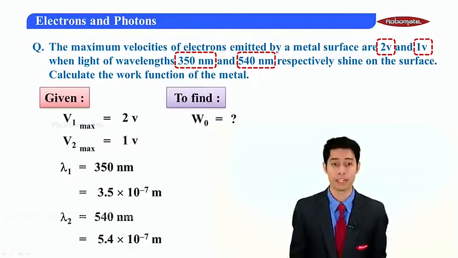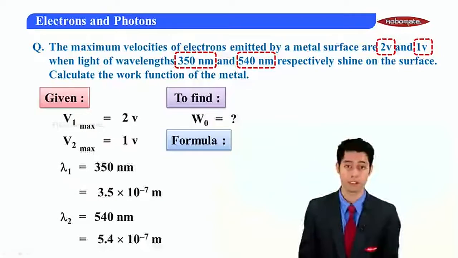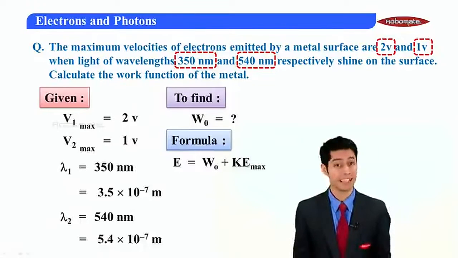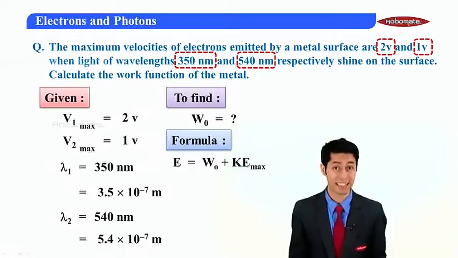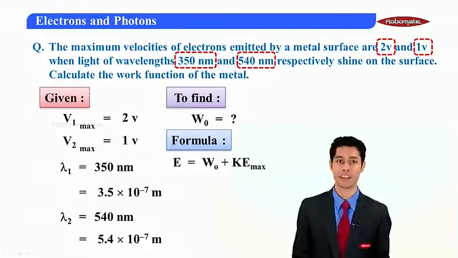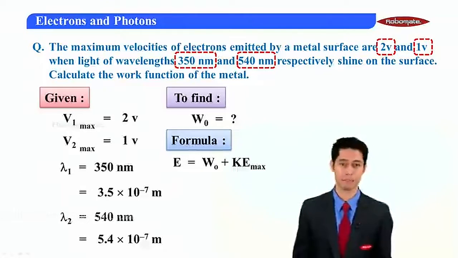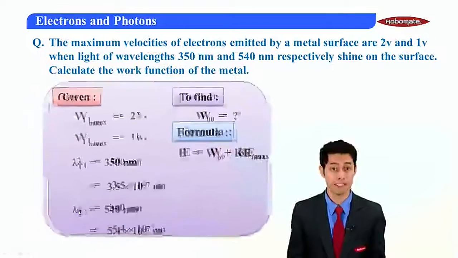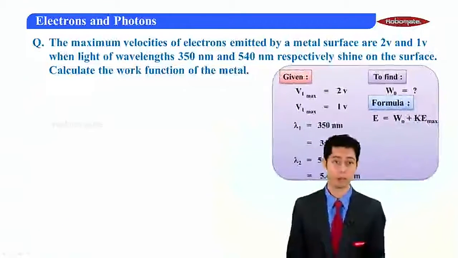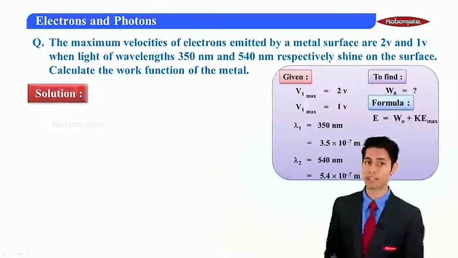Now what do we need to find out? We need to find out the work function. Which formula are we going to use? Yes students, you guessed it right. It is Einstein's photoelectric equation, which is given by E is equal to W naught plus Ke max. Now with the help of this, we'll go ahead to solve the problem. Now this is the given data which is there with us.